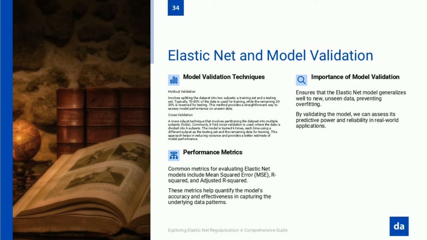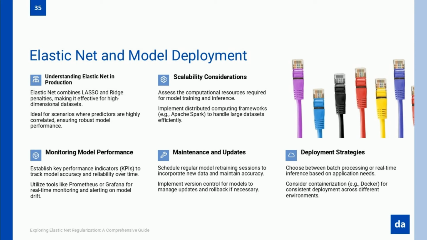Now that we've validated our model, it's time for the next big step, deploying Elastic Net into production and monitoring its long-term performance. Building a great model is one thing. Getting it to run in the real world is another challenge entirely. A machine learning model isn't just a static equation. It needs to be integrated, monitored, and maintained to stay effective over time. That's why deploying an Elastic Net model requires careful planning to ensure it works in production just as well as it did during training.